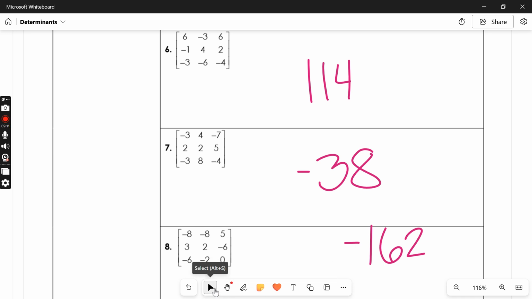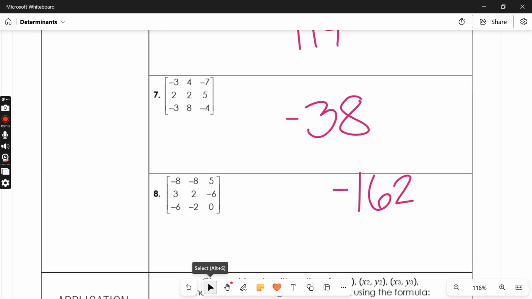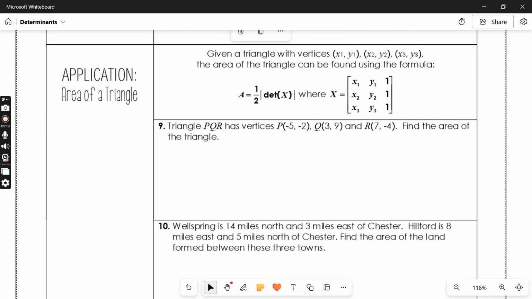So if you didn't get those, there might just be a small mistake. Double check that you typed it into your calculator correctly. Anything like that, we can look through. Some applications. The biggest application for this is area of a triangle. So if you're given 3 points of the triangle, you can find its area using determinant. So given a triangle with vertices x1, y1, x2, y2, x3, y3, the area of a triangle can be found using the formula half of the determinant.